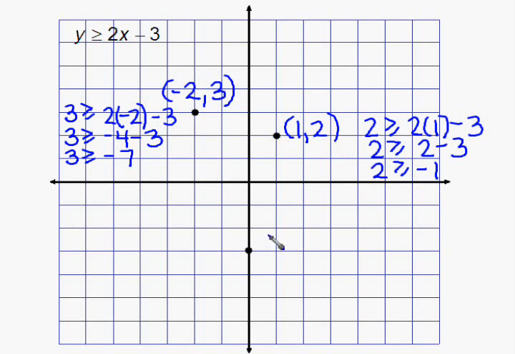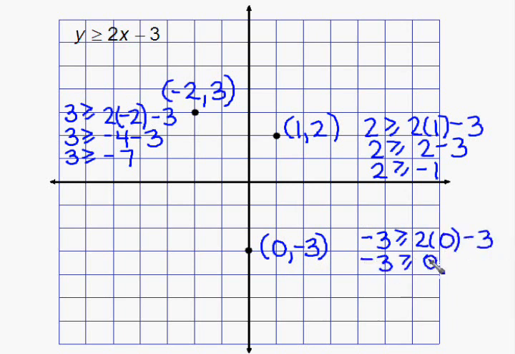If we look at the ordered pair 0, -3 and substitute it into the inequality, we would get -3 is greater than or equal to 2 times 0 minus 3. -3 is greater than or equal to 0 minus 3. So -3 is greater than or equal to -3. Since -3 equals -3, this would be considered a solution to the inequality.